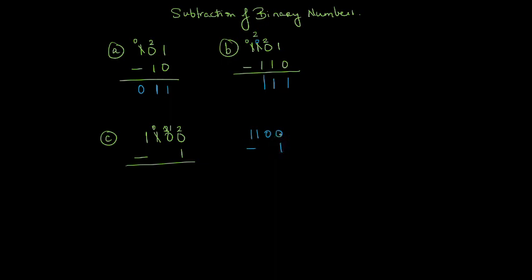0 minus 1, you can't do it. So what we want to do is borrow. We can't borrow from here. So we borrow here 0. And this now will become 2.